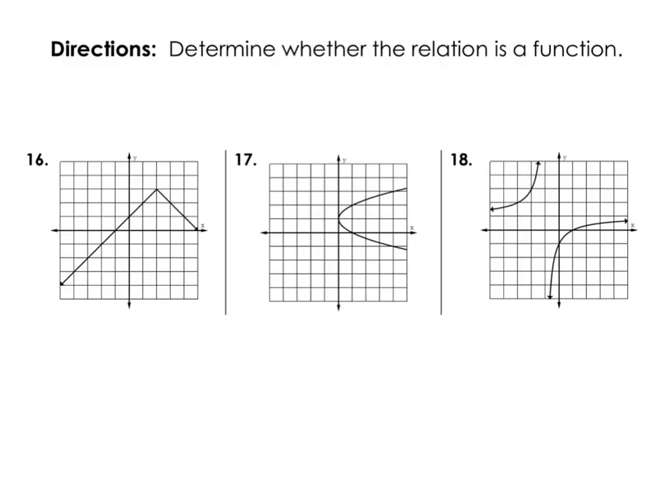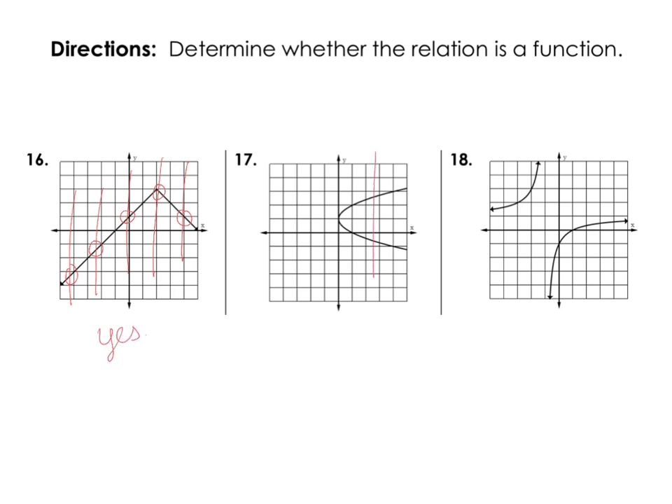So here are some examples of that. All we need to do is draw our vertical line anywhere in the graph, and as long as we only end up with one output, we can say that these relations are functions. So number 16, I can draw one of those vertical lines anywhere. I only have one intersection point for each of those lines. So yes, number 16 is a function.